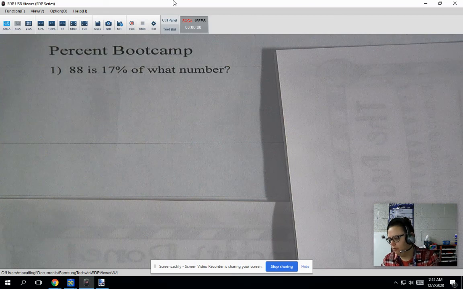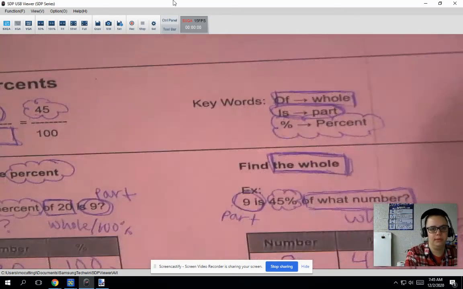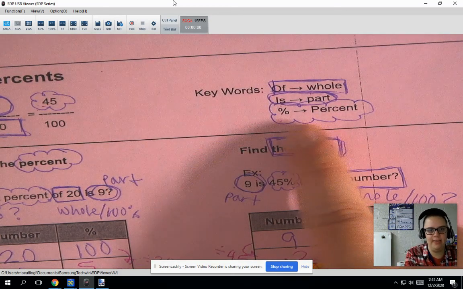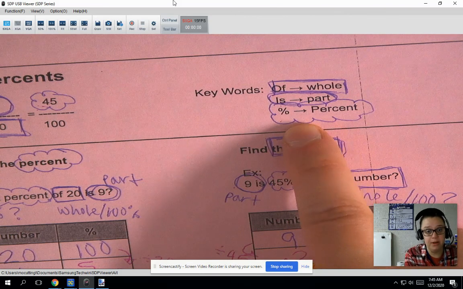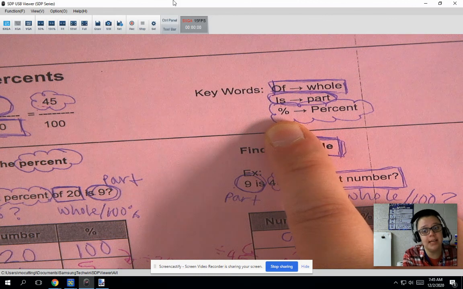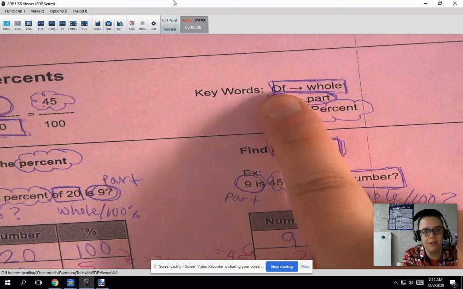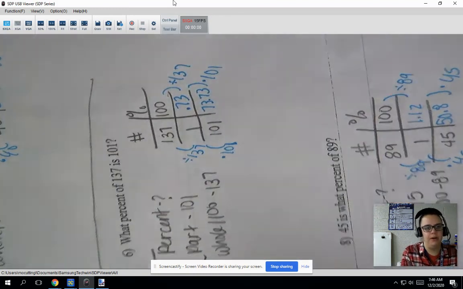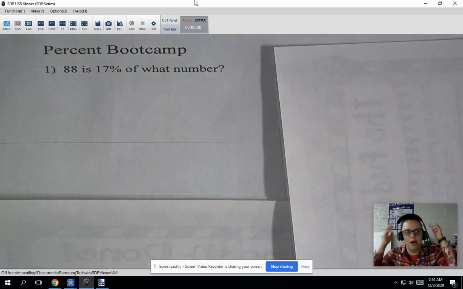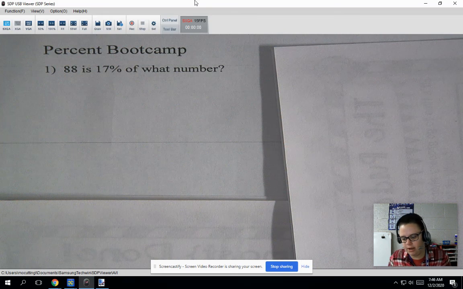So if you remember from your pink sheet, we can find the percent by using the percent symbol. Percent's always going to have the percent symbol. So if there is no percent symbol in there and it says what percent, well, then we know that's what we're missing. Is usually tells us about the part, and of usually tells us about the whole. Okay, so it says 88 is 17% of what number?